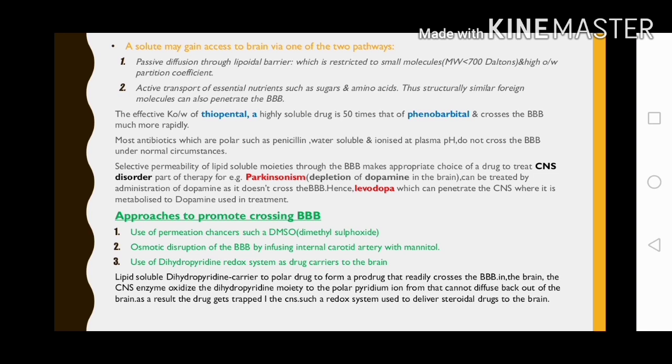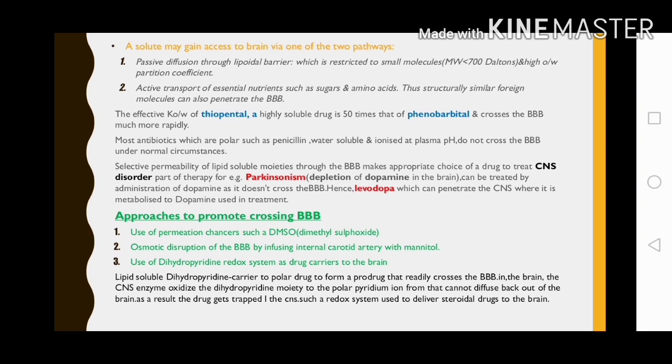Approaches to promote crossing the blood-brain barrier. First is the use of permeation enhancers like dimethyl sulfoxide, DMSO. Second, you can cause osmotic disruption of the blood-brain barrier by infusing the internal carotid artery with mannitol. And third is the use of dihydropyridine redox system as drug carriers to the brain.